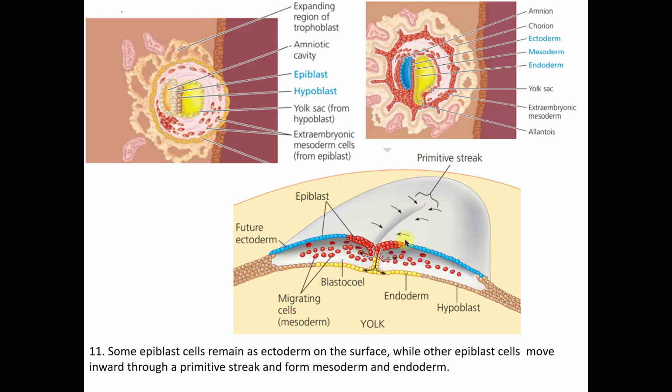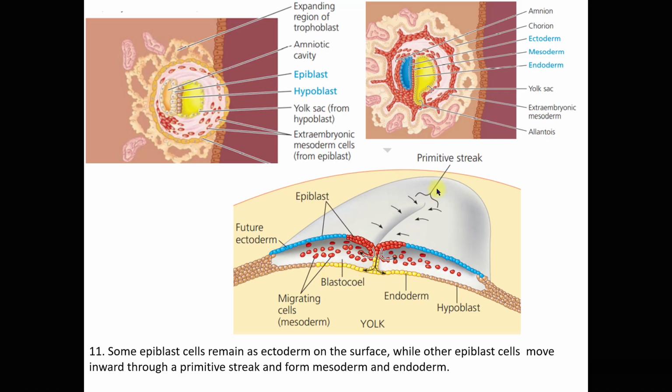Now there are other epiblast cells that will move inwards. You can see how this part of the epiblast cells moves inwards, here as well as further inwards here. The epiblast that moves inwards here, through this primitive streak, will form the mesoderm. This part will form the mesoderm, and this part will form the endoderm.